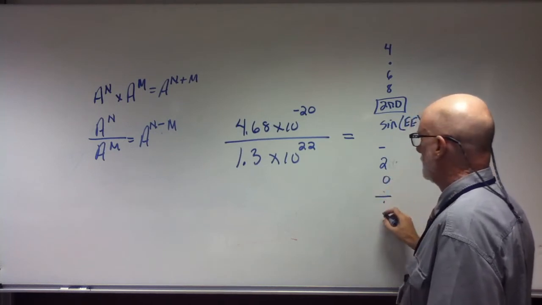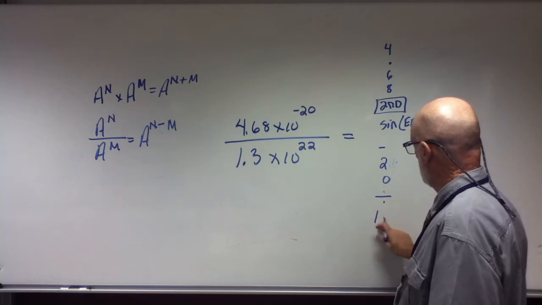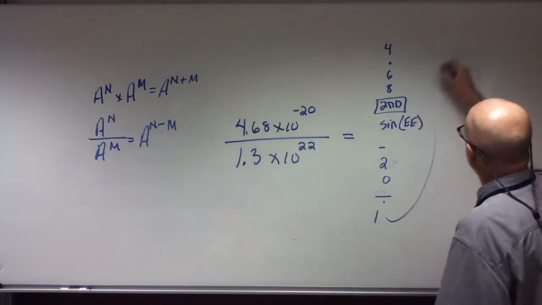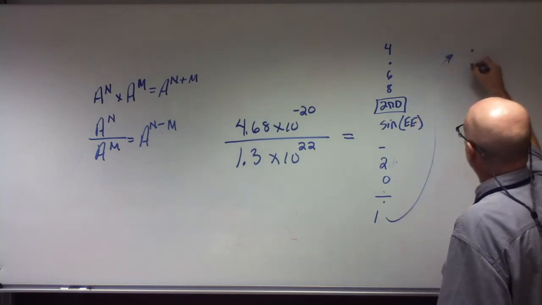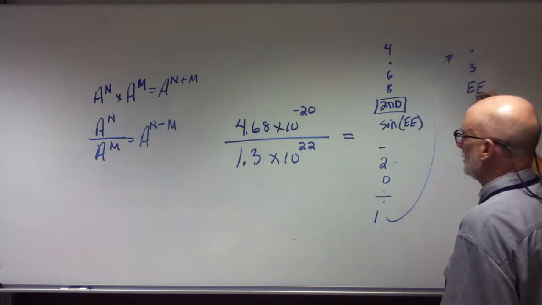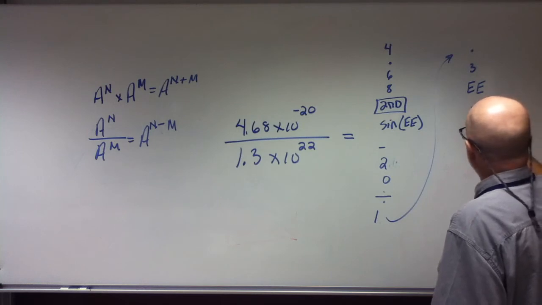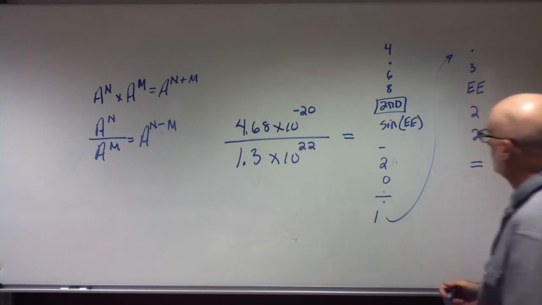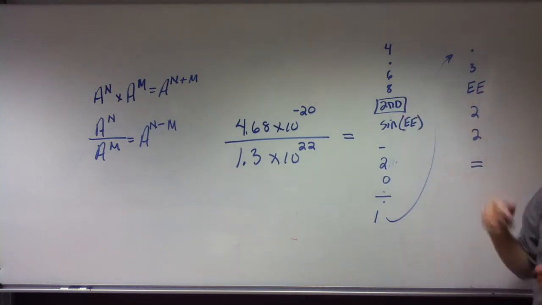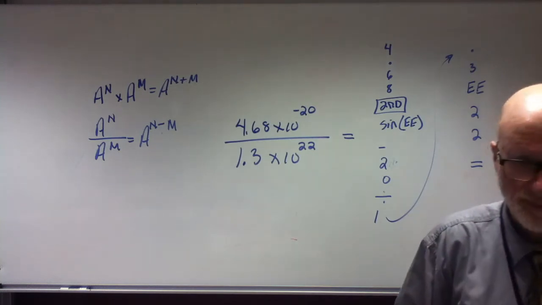divided by 1.3 EE 22 equals. Notice I didn't put all this nonsense here, just press the EE button, find it and do it.